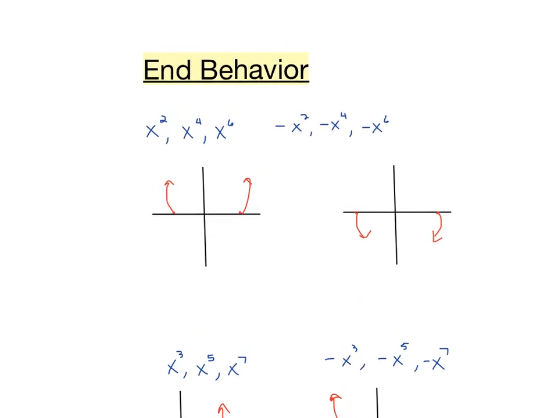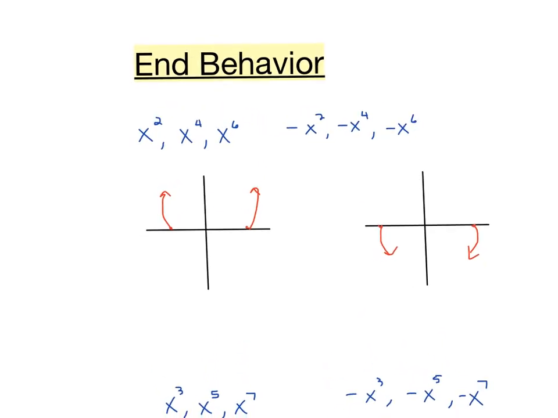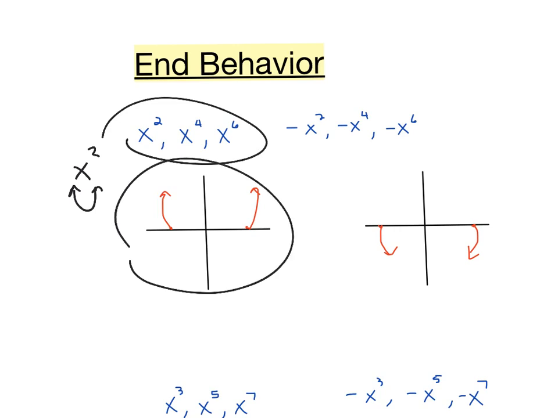So when our exponent is an even number, the end behavior is going to simulate the same as an x squared graph. So remember, the x squared graph was the parabola. So the end behavior of a polynomial that has an even exponent as the largest exponent, and it's a positive number in front of that even exponent, would go like this. If it's a negative number or a negative sign, the end behavior is going to be going down.